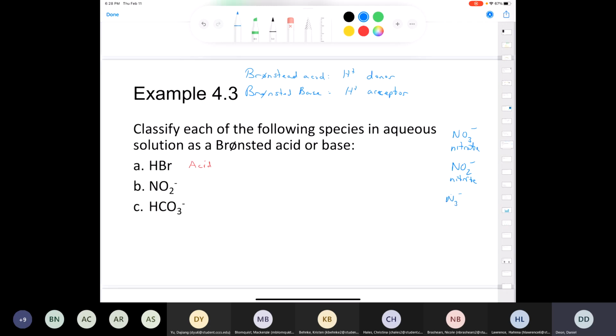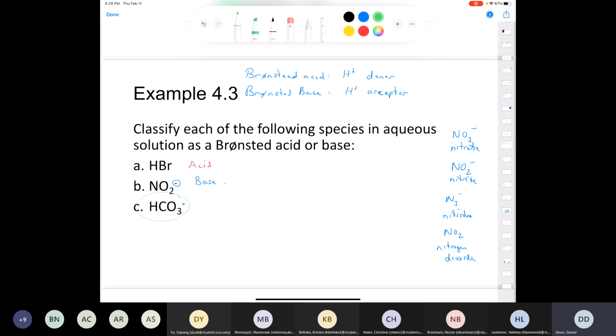N3 minus, that's nitride. And nitrogen dioxide would be this, NO2. It's got no charge. All right, so this is a nitrite anion. And since it has a negative charge, thanks, Christina, it would be considered a Bronsted base. It would accept a proton because it's got a negative charge.